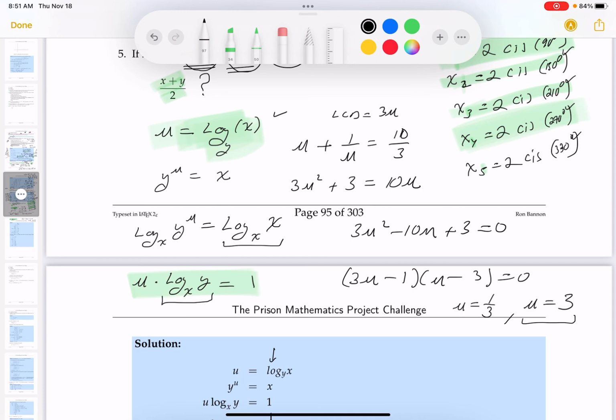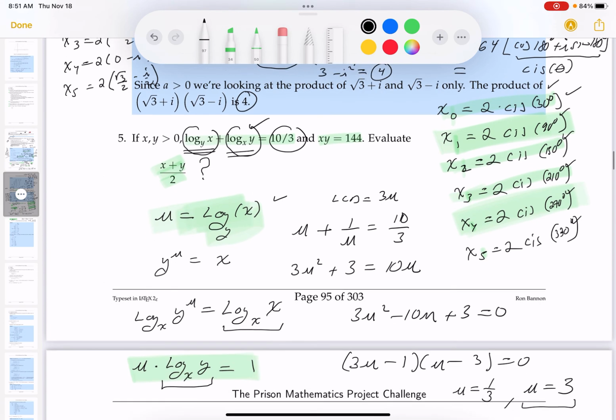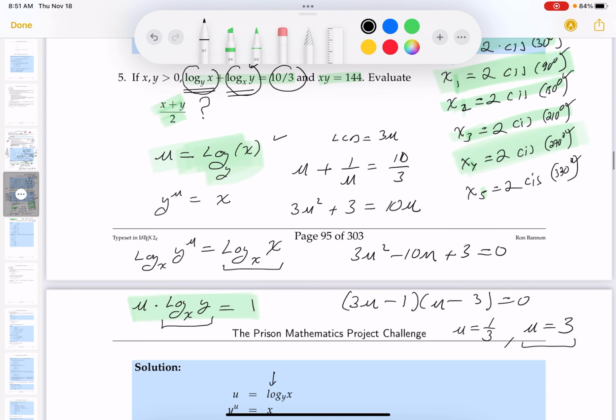Let's see what we're going to write down. First, let me see what the question is. The question is, if x and y are positive, and then they got this xy is 144. Let's write this down then, all right? This is going to be tough.